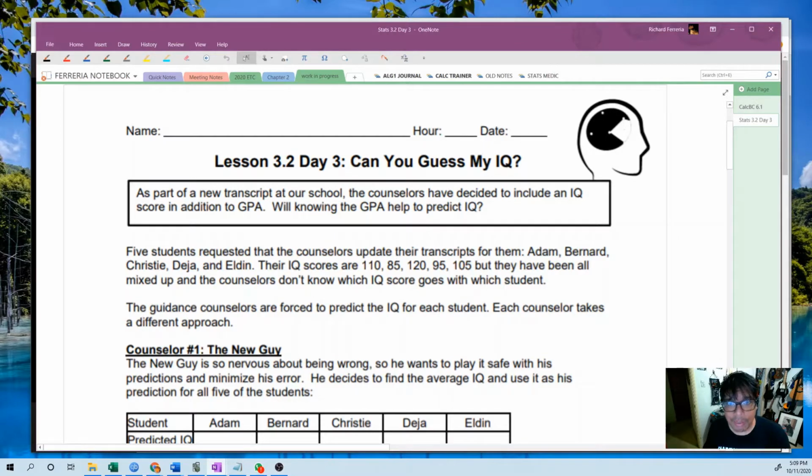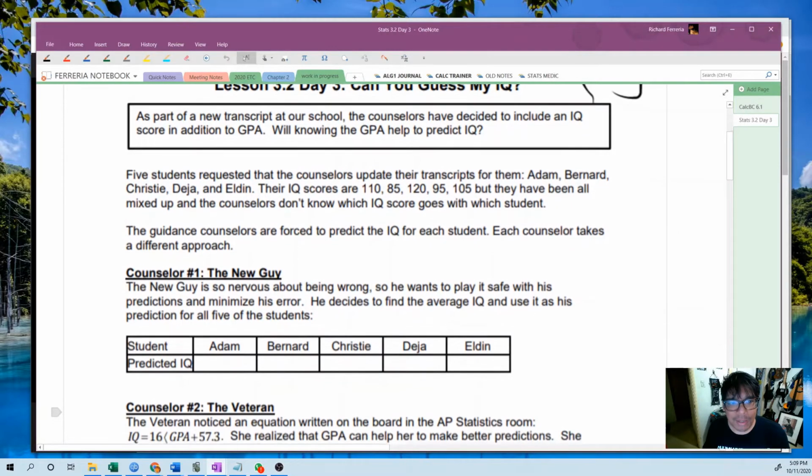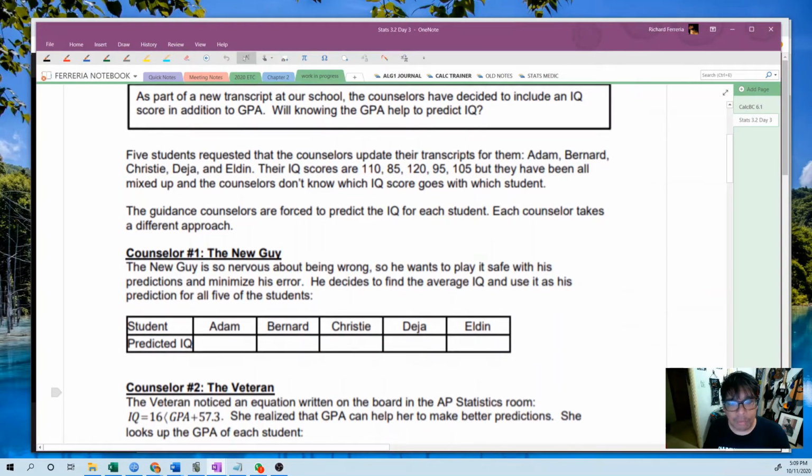I guess that's typical, right? The guidance counselors are forced to predict the IQ for each student. Gosh, I hope this doesn't happen to you. Each counselor takes a different approach. Counselor number 1 is the new guy. The new guy is so nervous about being wrong, he wants to play it safe with his predictions and minimize the error. So as a stats teacher, I'm seeing some of these things here. We're going to minimize error.